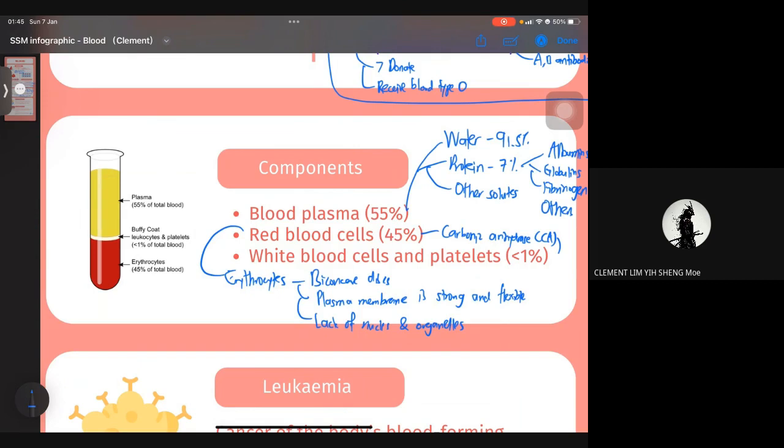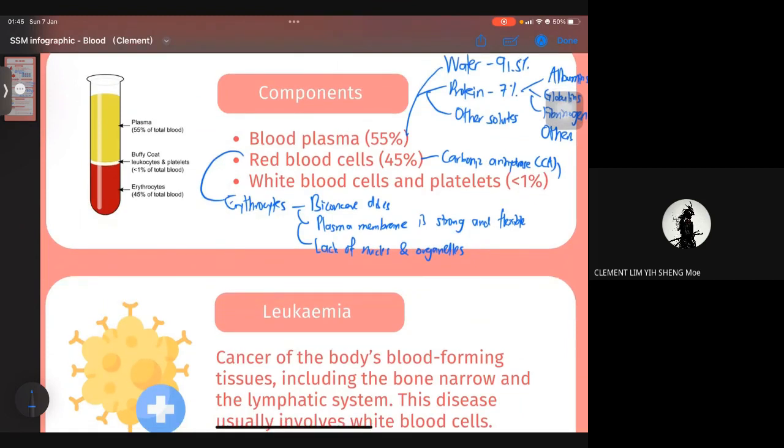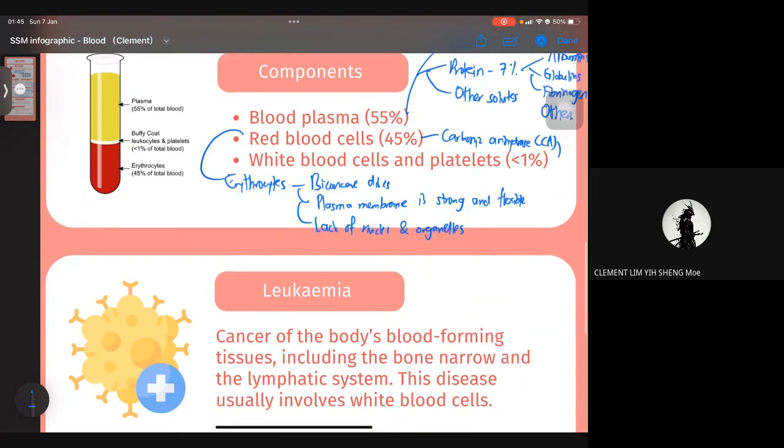It also lacks mitochondria, which means the red blood cell generates ATP anaerobically. The function of the red blood cell is basically specialized for O2 transport, and not only O2 but also carbon dioxide gases. Also, the red blood cell has something called hemoglobin. Each red blood cell contains 280 million hemoglobin.